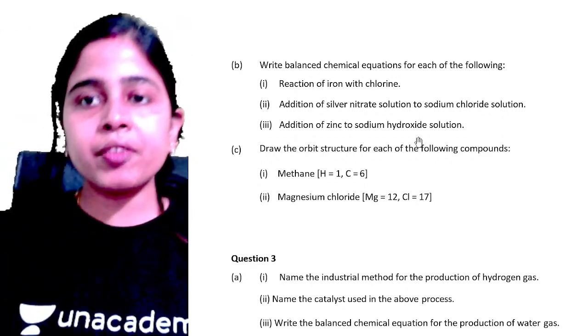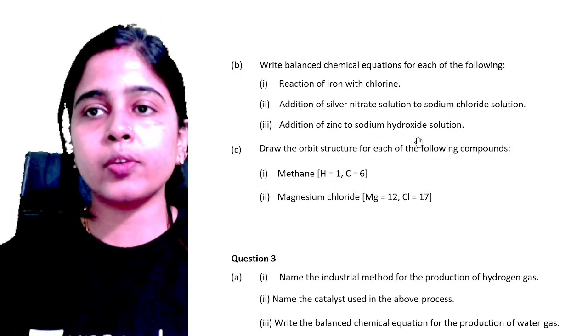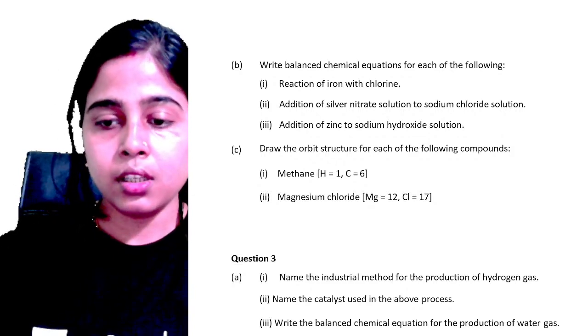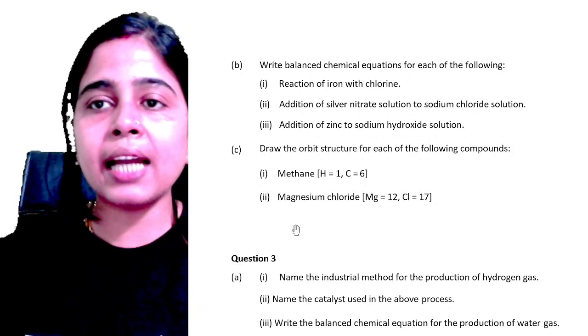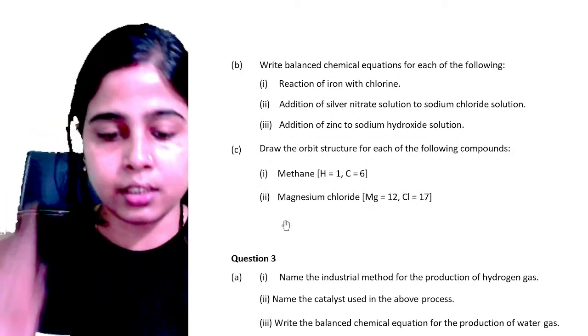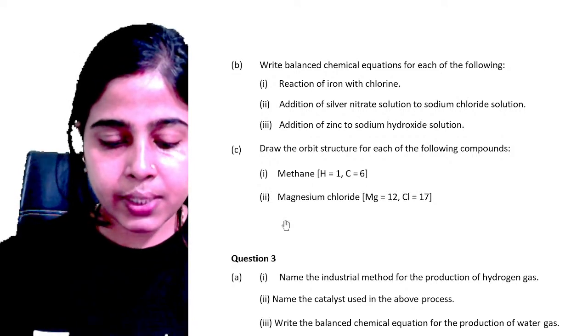Okay, so I'm back, everyone. So all of you, please try to answer what are the balanced chemical equations for each of the following. You have to give me the balanced chemical equation for each of the following. First, the reaction of iron with chlorine. All of you, please try to answer it.